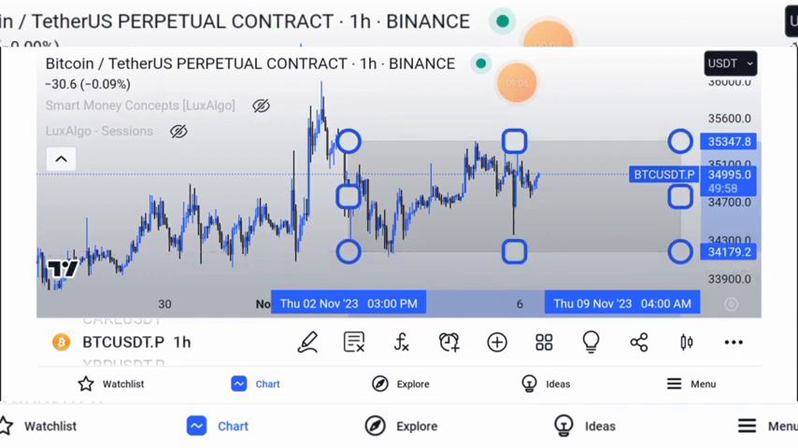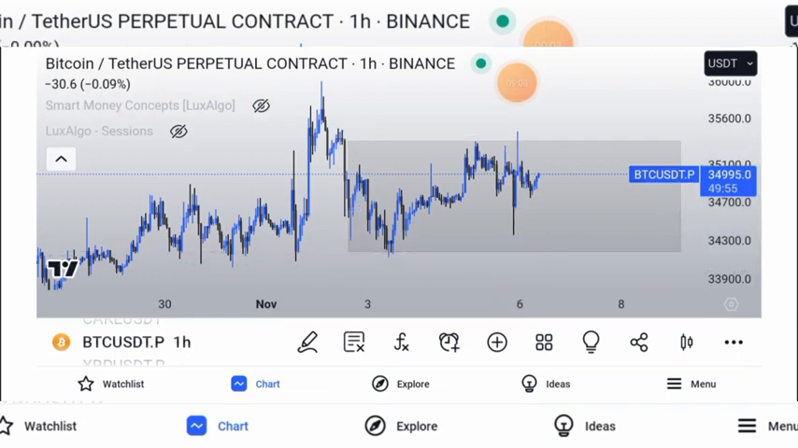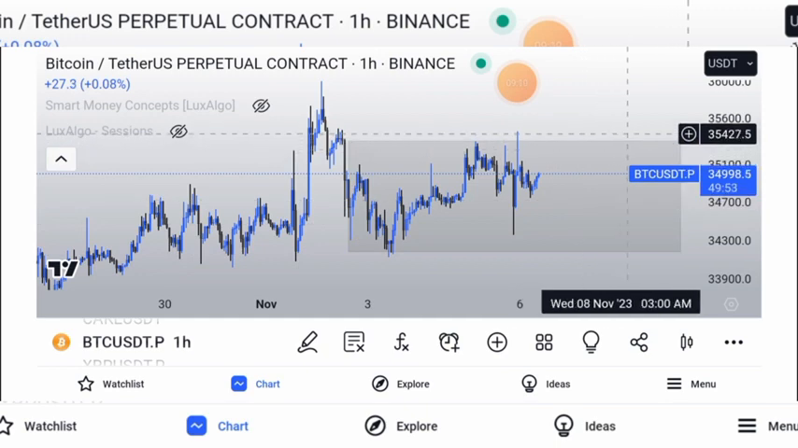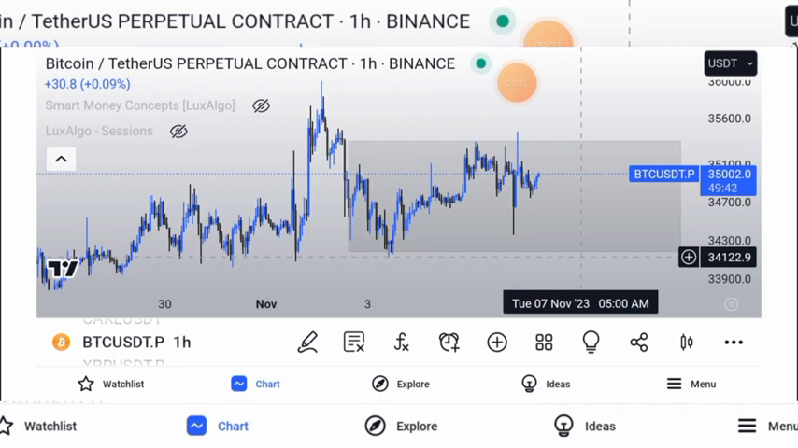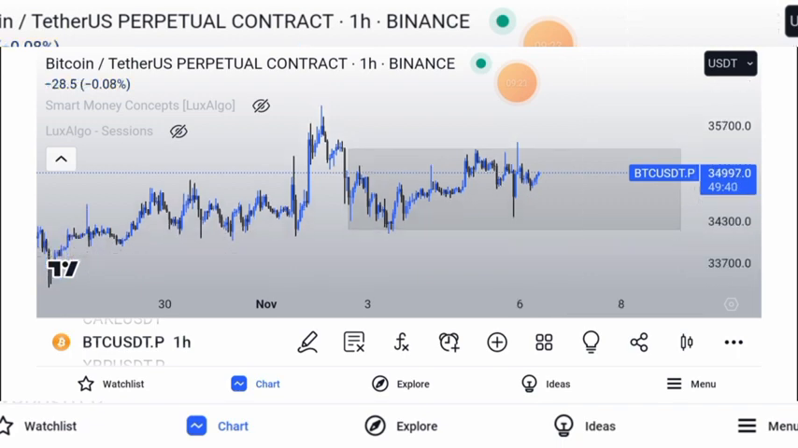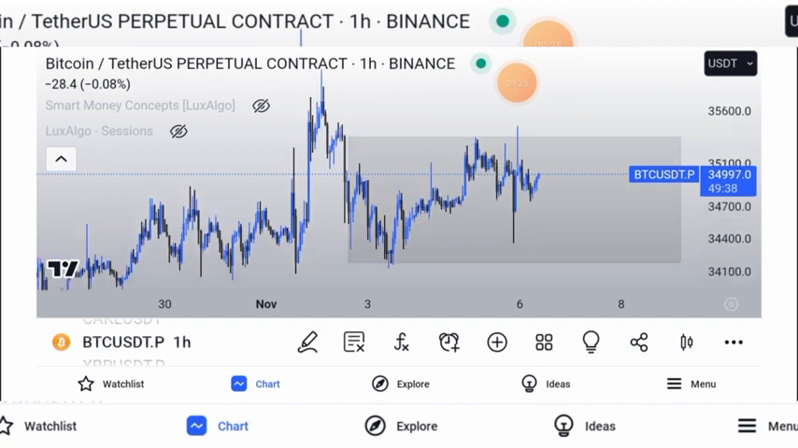It has been consolidating around this up here, which is around 35,432, and here, which is around 34,122. So BTC has been ranging, going up, coming down, going up, coming down. So you can say we are in a range, but previous to that, we were in an uptrend.